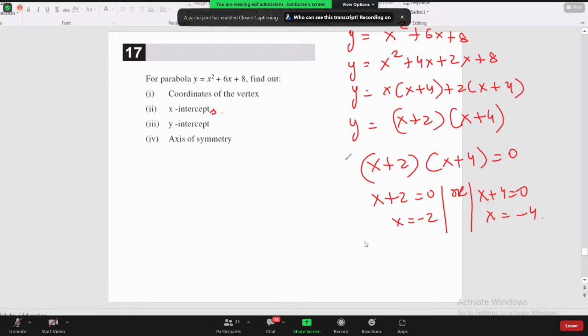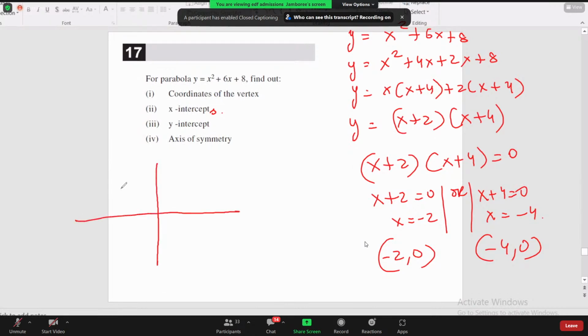And with respect to coordinate geometry, if x is minus 2, y will be 0. If x is minus 4, y will be 0. So these will be the two coordinates that will satisfy this function, and they will be called the x-intercepts. If you try to form this graph, it will simply turn out to be passing through the points minus 2 comma 0 and minus 4 comma 0. So this will be the shape of the parabola. This will be minus 2 comma 0 and this will be minus 4 comma 0. So these will be the two x-intercepts. That will be the answer for the second part.